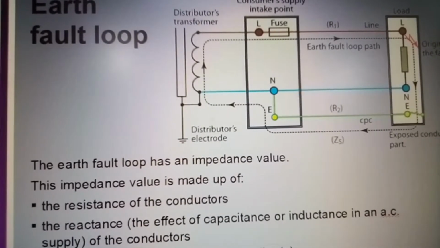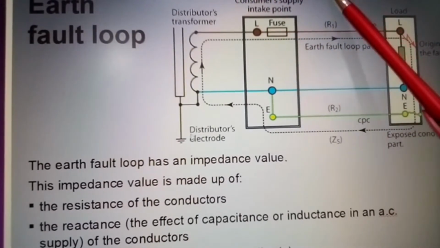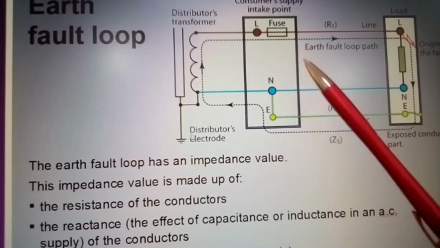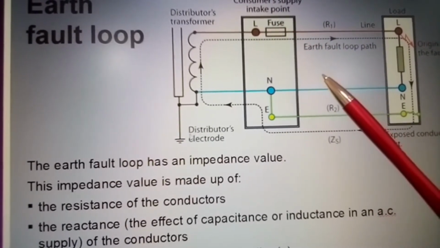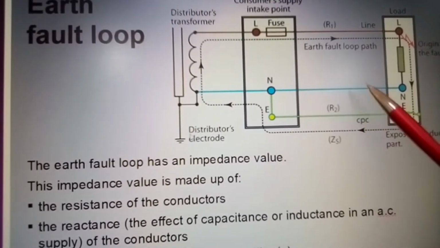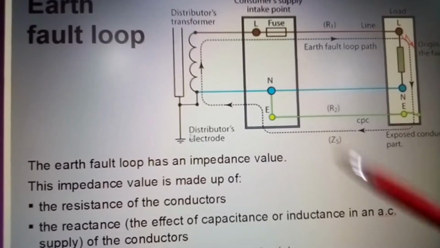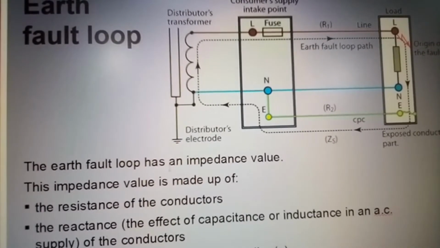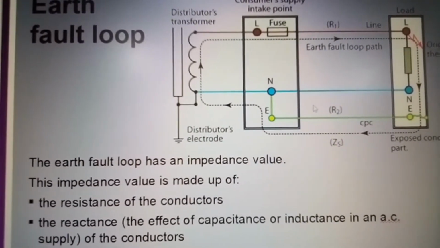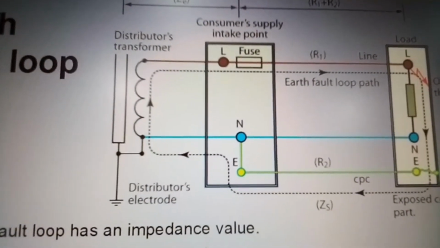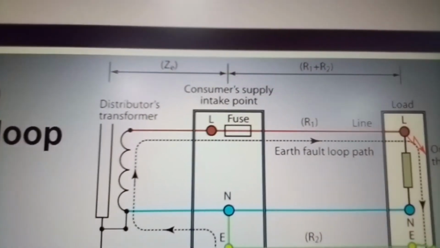Now I'm not going to go over this too much because you can see here Ze, R1 and R2. Consumer supply intake point. R1 is your live conductor, R2 is the earth. So it's the potential difference with adding R1 and R2 together. That gives you your relevant and total values. Let me just go in close so you can see this. Let me just bring it down a bit.